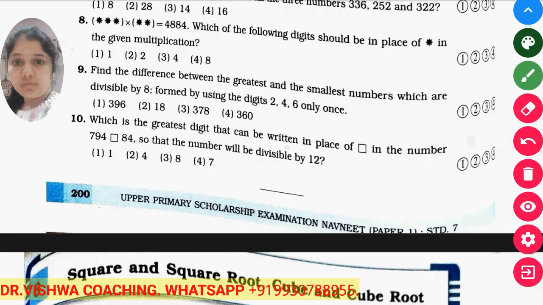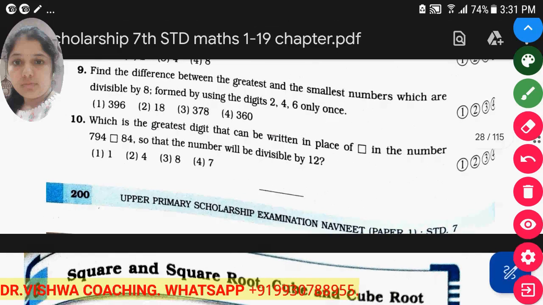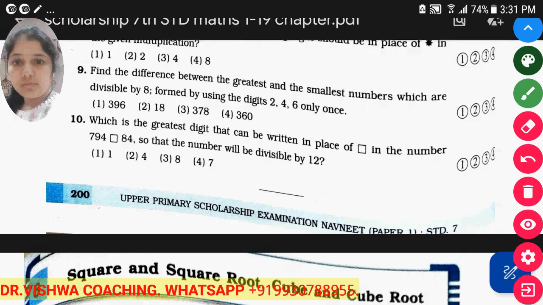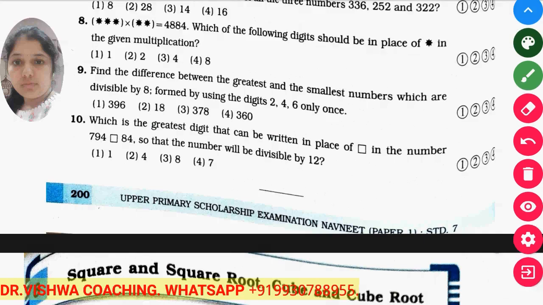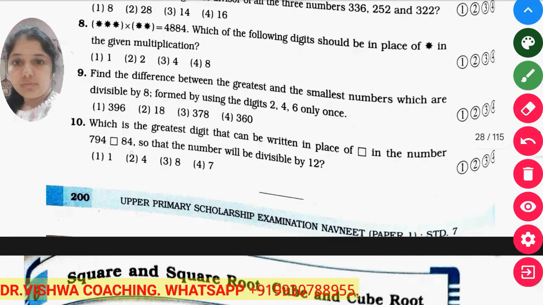Which one of the following is the greatest digit that can be placed in this number so it can be divisible by 12? Now you have to place such a number that it should be divisible by 12. So 7 plus 9 is 16, 20, and this 32. In 32, which number do you add so it can be divisible by 4 and 3 also?